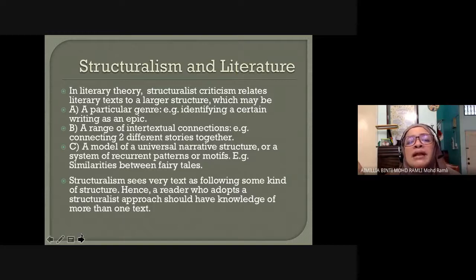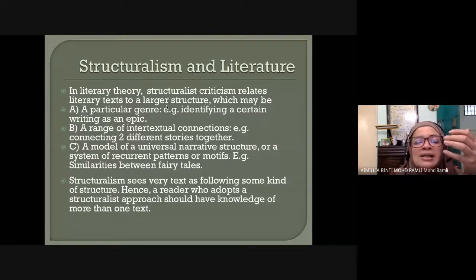So if you study films, for example, you have to know many films, not just one. In order for you to use structuralism, you have to know many films. And the way you structure the films could be on a particular genre. Maybe one genre that you know, action thriller. So what movies fit under action thriller? What movies fit under horror movies? What movie fits under romantic comedy? So you have all these genres. This is one type of organization.